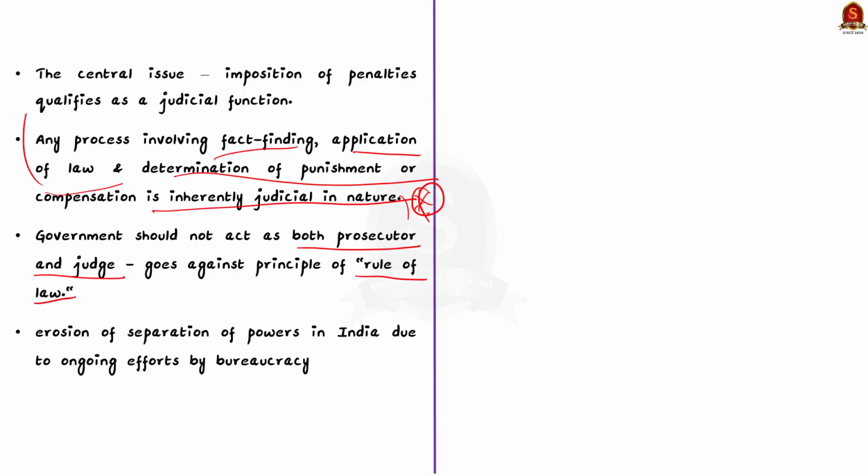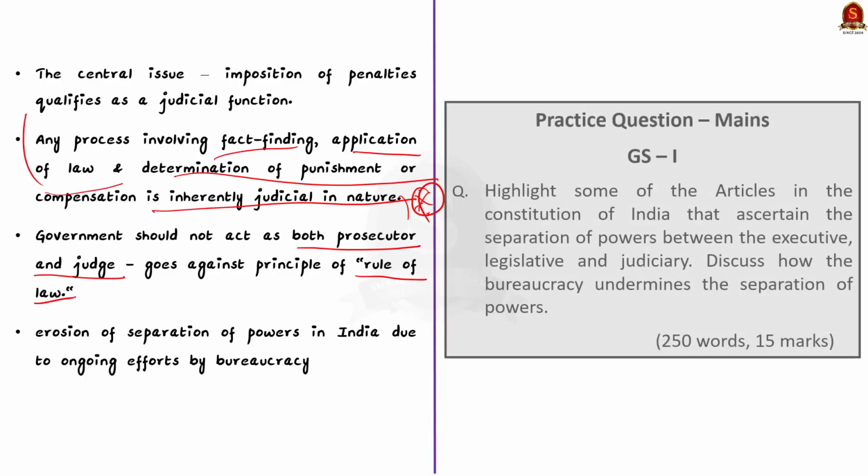the rule of law. So overall, the article talks about the erosion of the separation of power in India due to ongoing efforts by the bureaucracy supported by elected officials. The concern is that the Republic of India is moving away from the principle of separation of power, which is essential for maintaining a balanced system of governance.